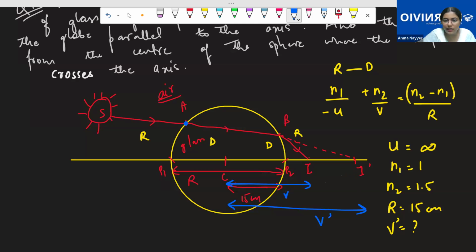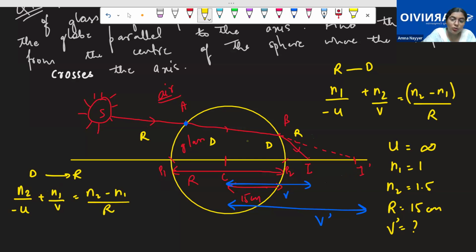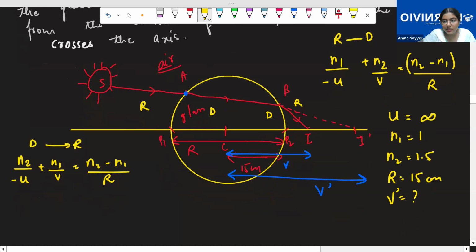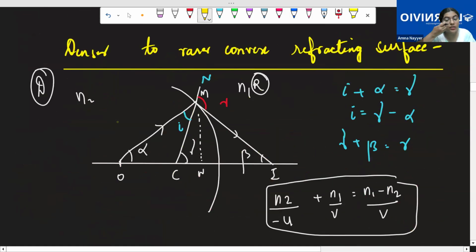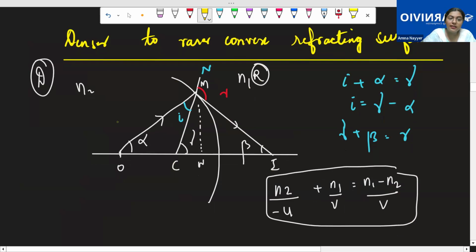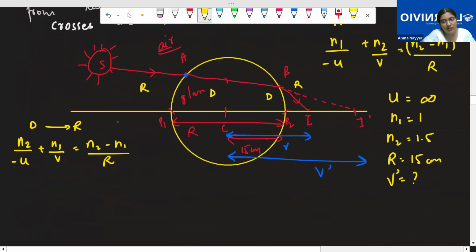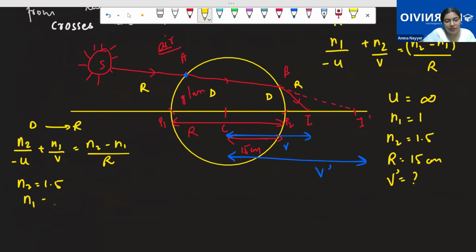Got it? What you have to calculate: rarer to denser, denser to rarer. And for denser to rarer, you're going to use the formula n2 by minus u plus n1 by v is equal to n2 minus n1 by r. See here, your n2, this is the denser one. Now see, denser and rarer, if you look here, this was where your glass was put, right? N2 was where the glass was put. That is, denser is N2, rarer is N1. So N2 will be 1.5, N1 will be 1.